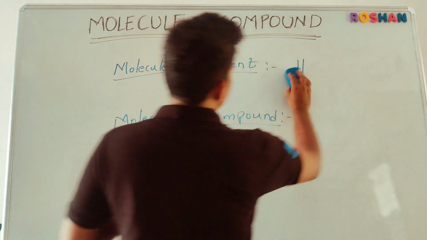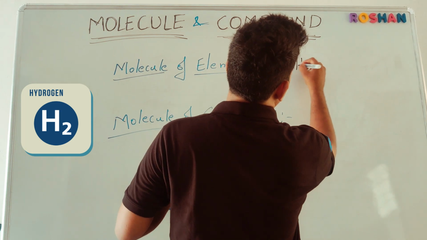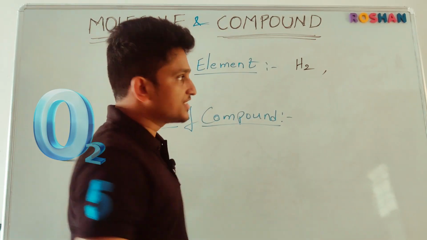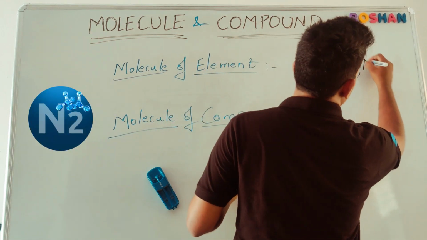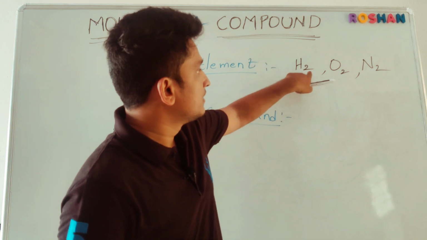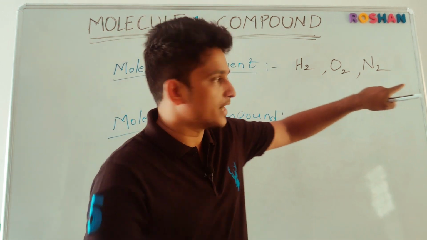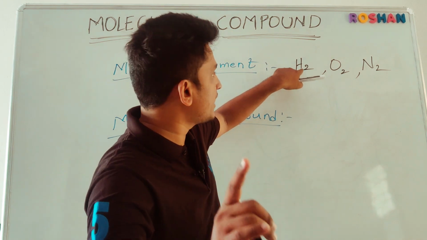What is the formula of hydrogen gas, students? Hydrogen gas is H2. Okay. Oxygen gas, what's the formula? O2. Nitrogen gas, what's the formula? N2. In all these three examples, students, look at hydrogen gas. These subscript numbers indicate the number of atoms. So how many types of elements are there here? Only one type. Only hydrogen element, yes or no?